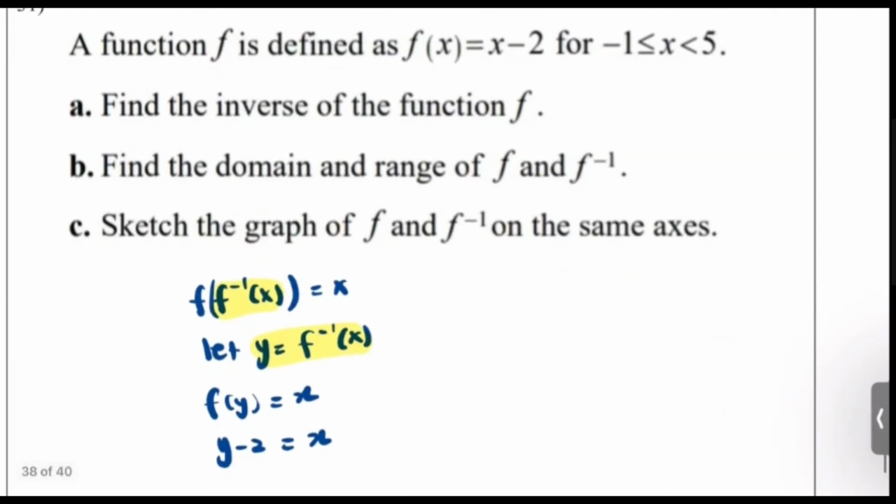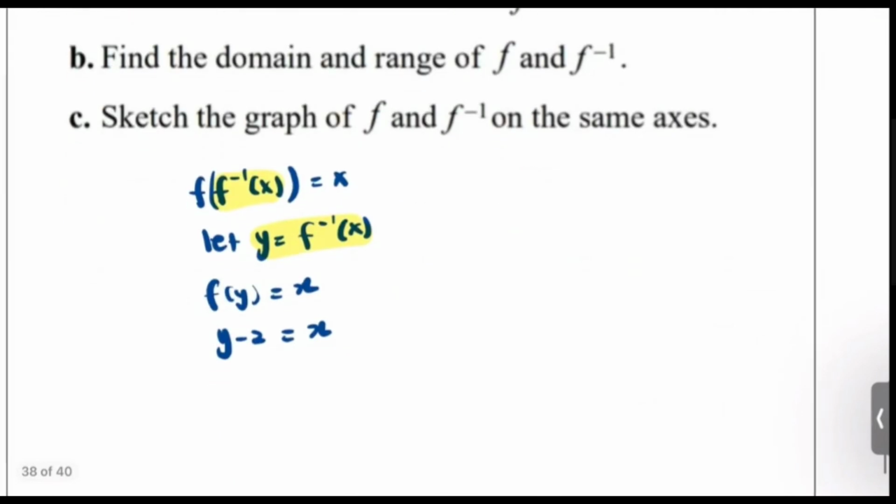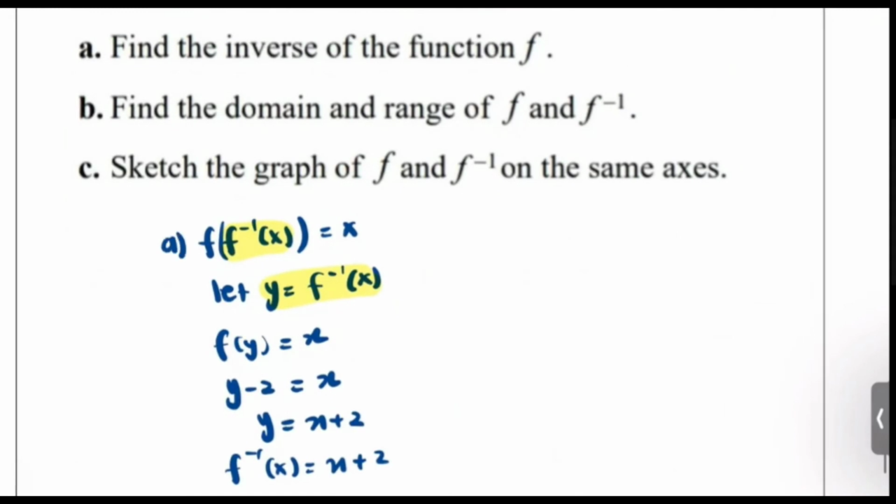Okay. Then kita akan solvekan y. So y adalah x plus 2. So our f inverse akan jadi x plus 2. Okay. That is for A lah. Kemudian for B, find the domain and range of f and f inverse.